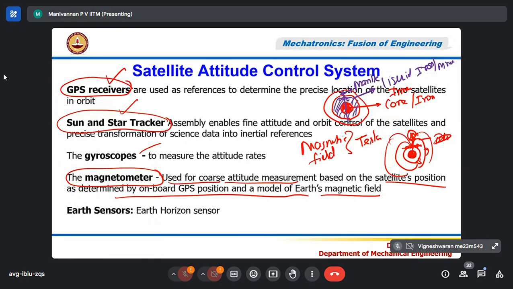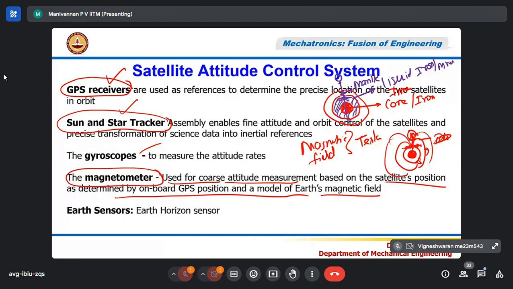Total diameter is around 6,000 something. Earth diameter is around 6,000 kilometers. Correct? And above that, you have your satellite. Correct? So this liquid part is rotating with respect to the core. Since there's a movement and it is made of iron material, a magnetic field is created.